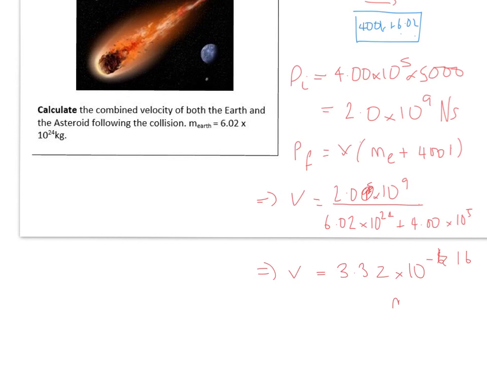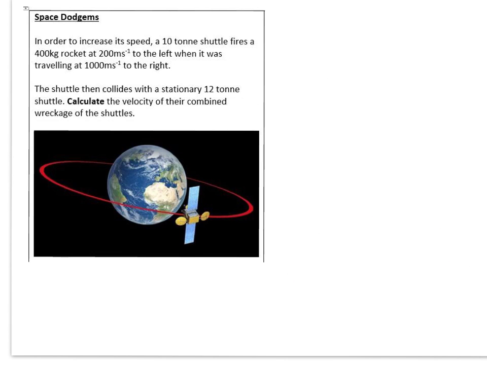16 meters per second. There. You might be thinking that's really small, but you would kind of hope that the Earth wouldn't move too much if it got hit by asteroids, because otherwise we'd get knocked out of our rotation every time we got hit by an asteroid. So you would expect a very minor change as a result of a collision with an asteroid, so that seems reasonable. Okay, so let's move on to the question on space dodgems.